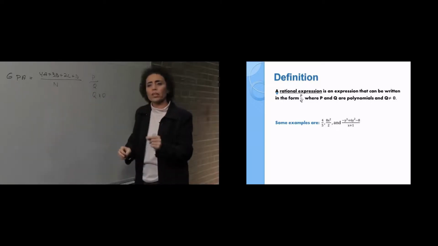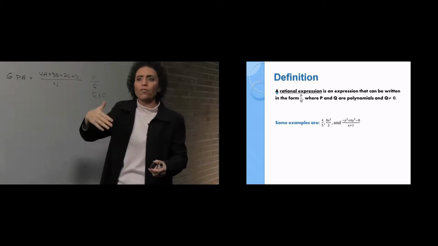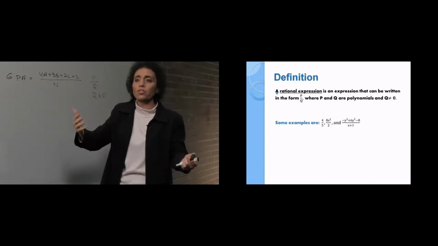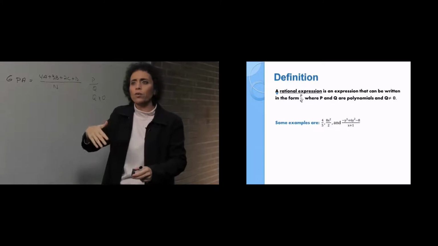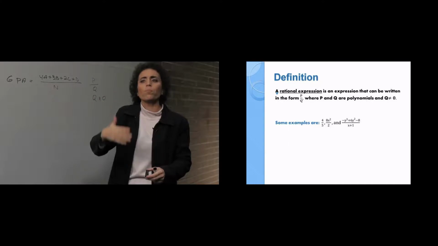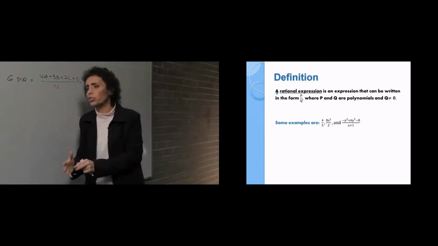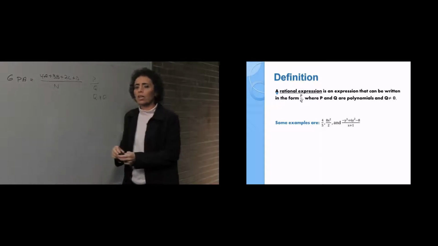So take a look at some of the examples on your slide, which is 4 over 5. Obviously, 5 isn't 0. 8x squared over 2. And of course, that last one, negative y cubed plus 6y squared minus 8, all over x plus 1. They're all examples of these rational expressions. Okay? So let's take a look at a question.